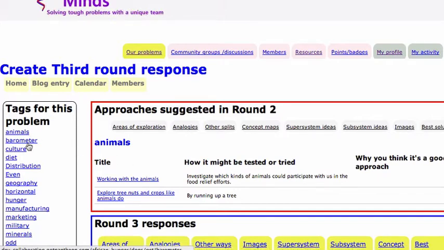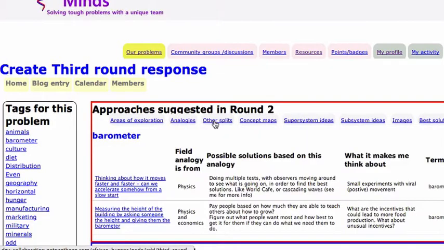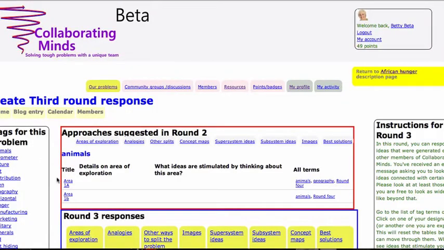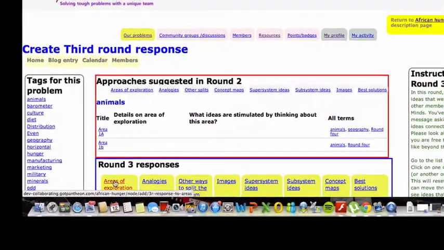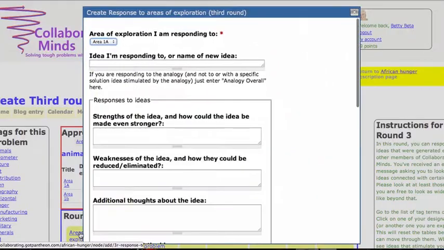Similarly, we can look for the barometer related tags and see what was available from that. For any ideas that are mentioned that strike your interest or to which you have a response, you can click on the kind of idea it was and respond to it.